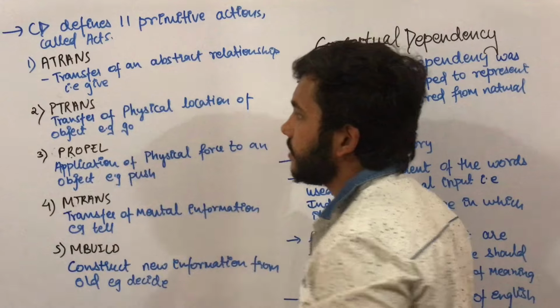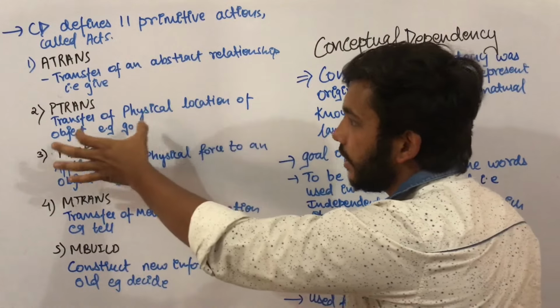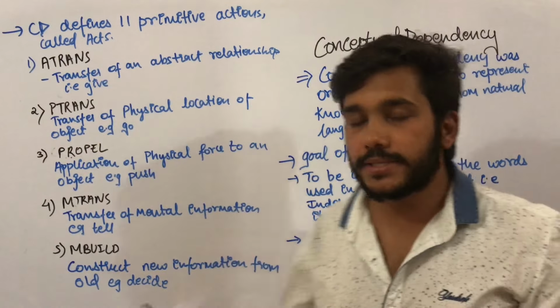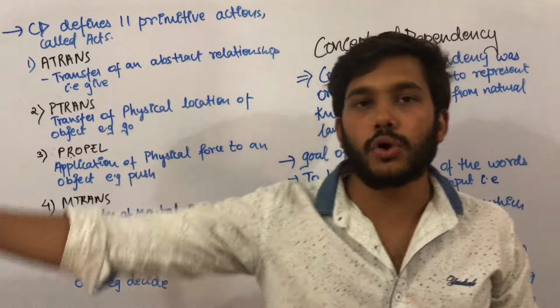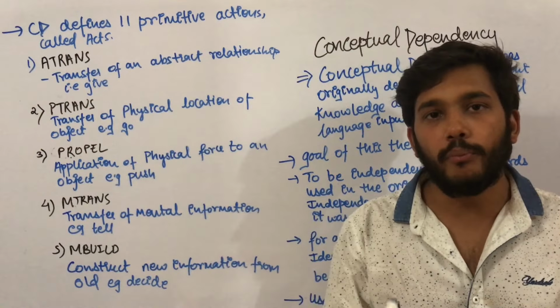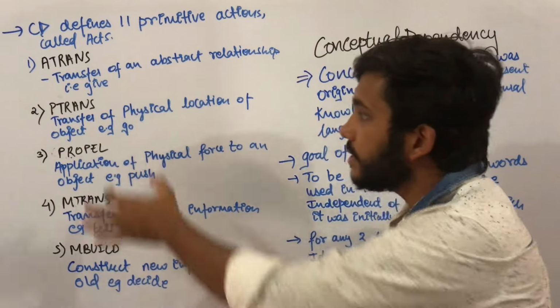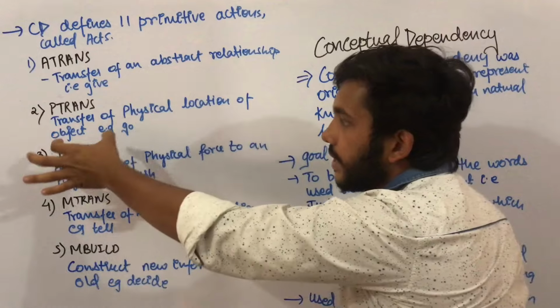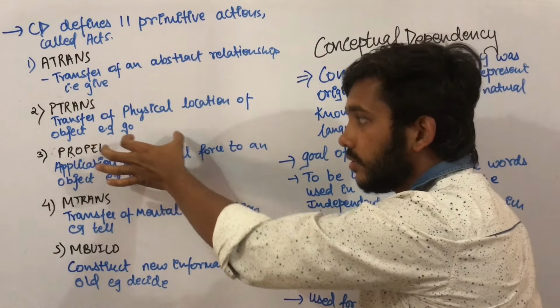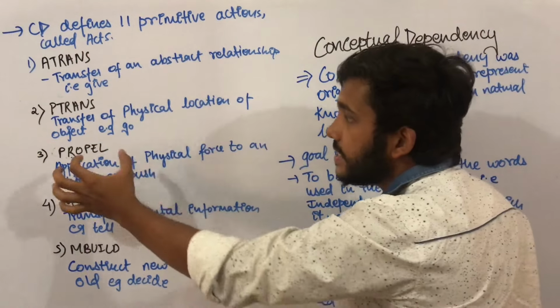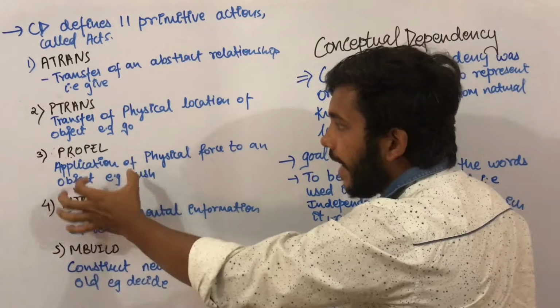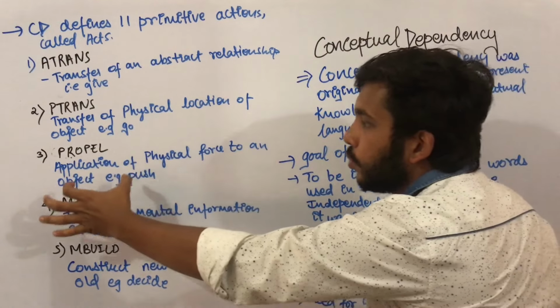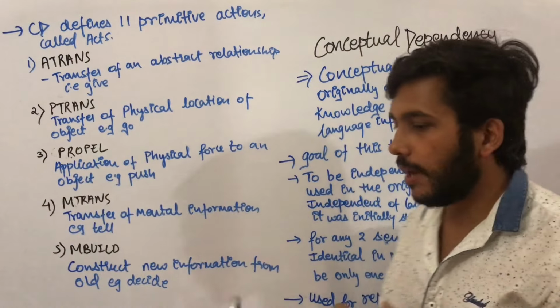Second is P-Trans, transfer of the physical location of an object. That is, I went to the college. I have moved from my home to the college. That is a transfer of the physical location of an object. That is, go. Third is Propel, application of physical force to an object. Example, push.